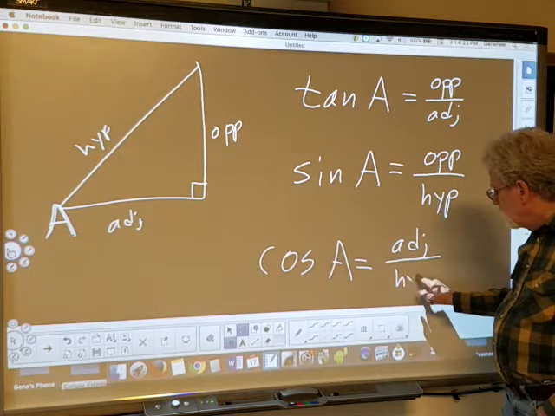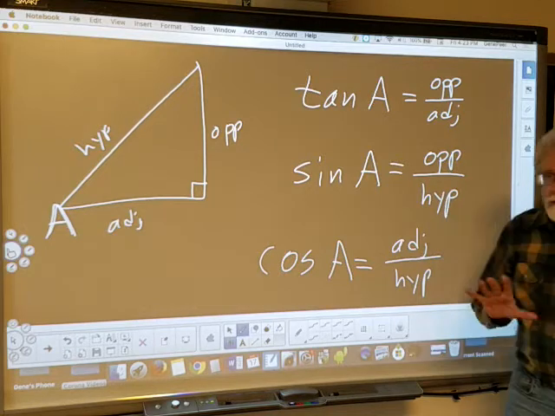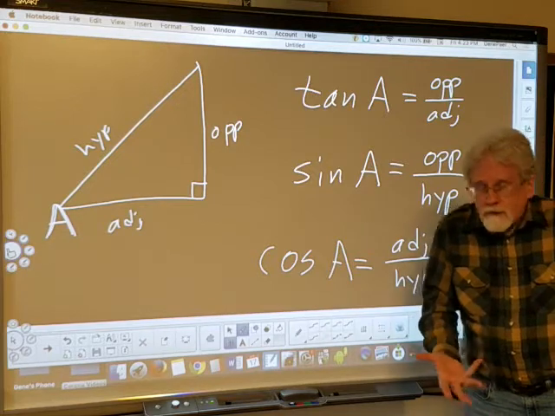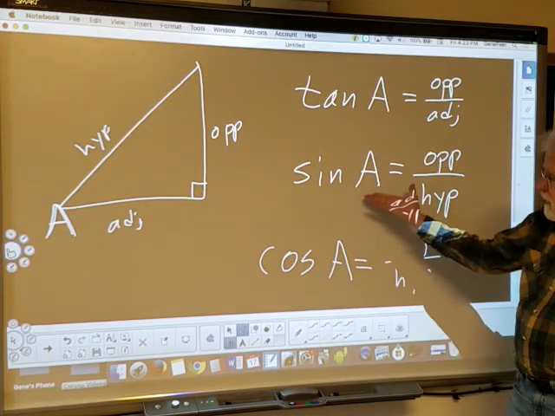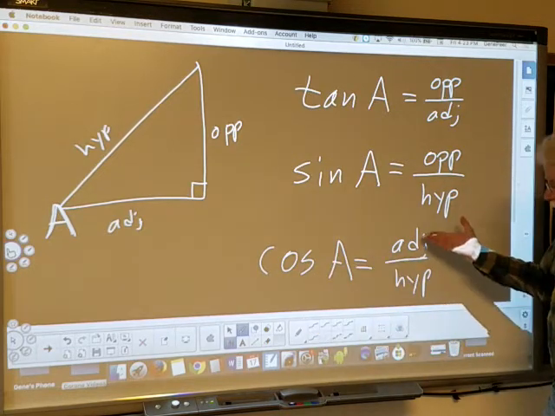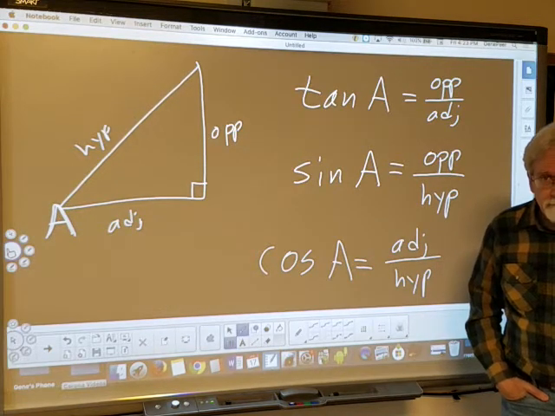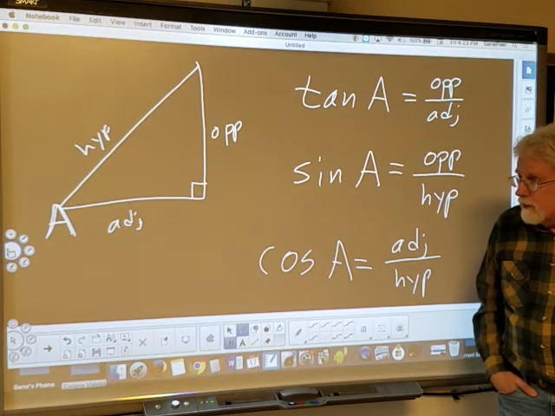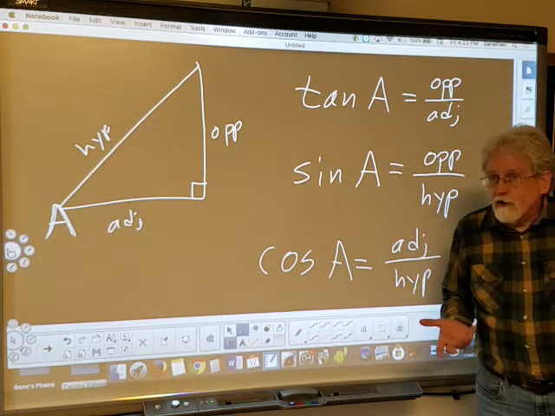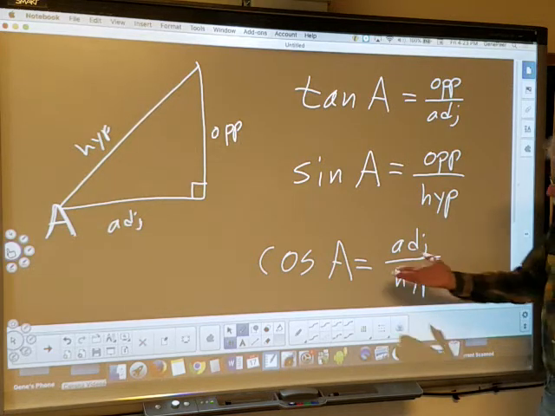adjacent over hypotenuse. But Mr. Peer, what? I don't understand. There's nothing here to understand, really. These are just definitions. You simply have to accept the fact that the definition of sine is opposite over hypotenuse, and the definition of cosine is adjacent over hypotenuse. That's all. They're ratios. Ratios that we generally don't memorize for special angles. We know some of these ratios for 30 and 60 degree angles and for 45s, but we don't know all the other angles, so we just use these ratios.